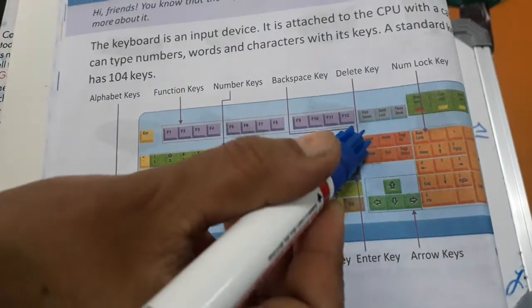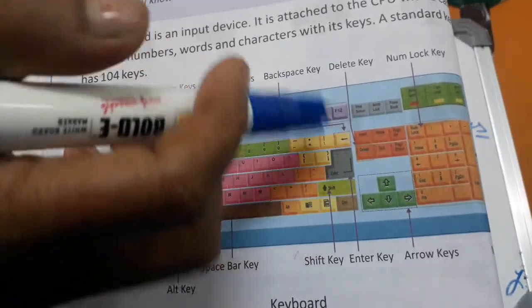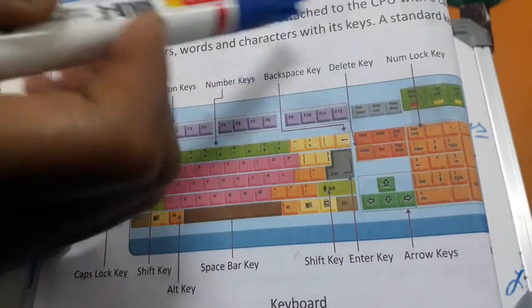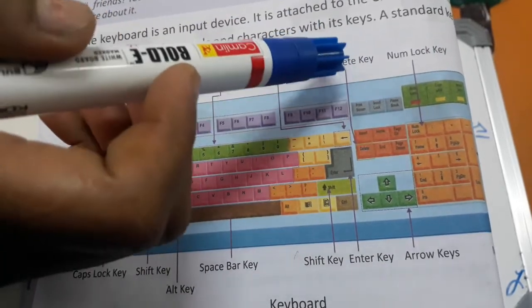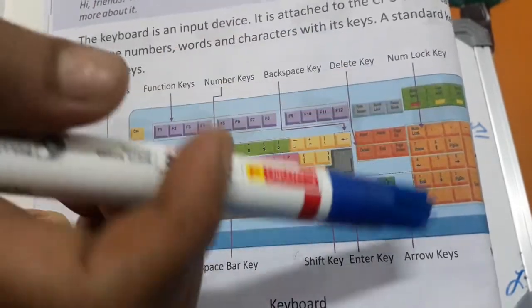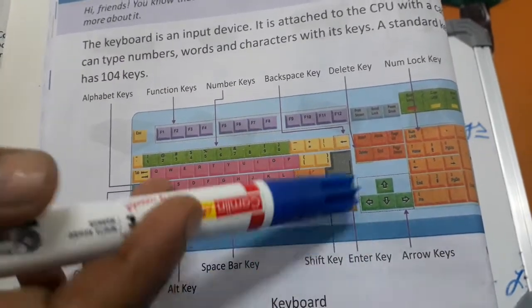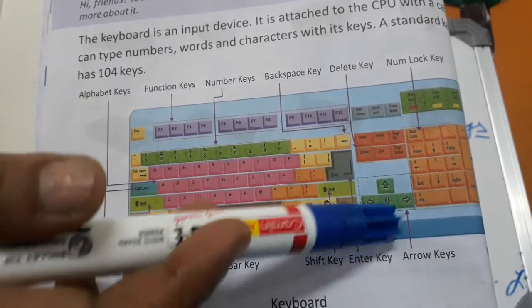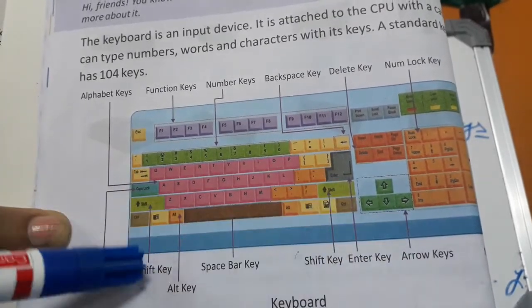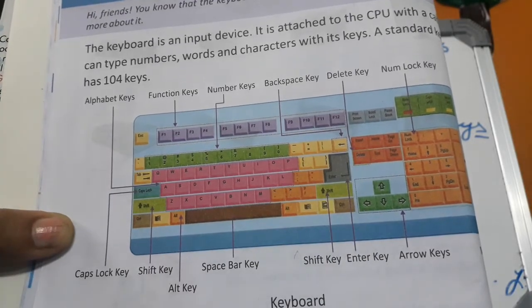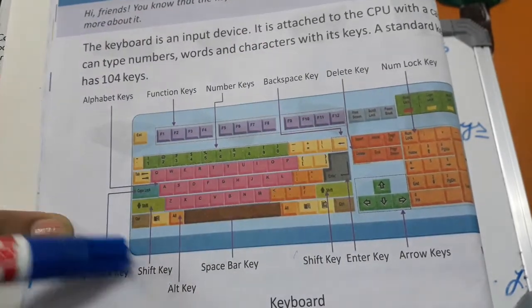This arrow key is the backspace key. We can delete our text with the help of the backspace key, and we can also delete our text with the delete key, but they are somewhat different. Now the shift key, here is the shift key. Control key, four arrow keys, shift key, alt key, space bar key. Here are some keys.